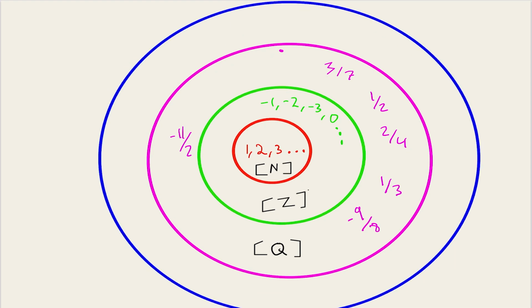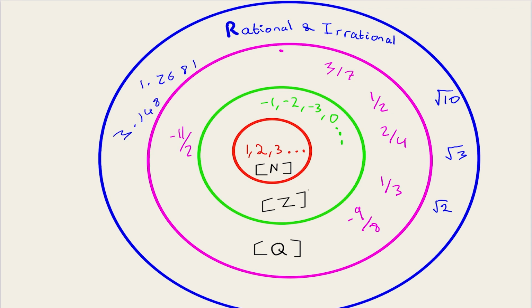Finally, the blue circle represents the real numbers. These numbers are rational and irrational. They are the umbrella for all the other numbers in this image. Examples of irrational numbers are given in the blue circle.